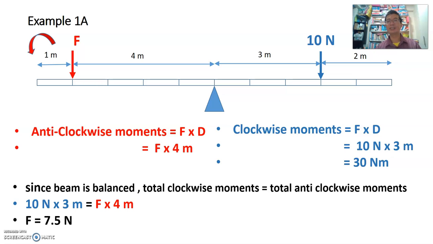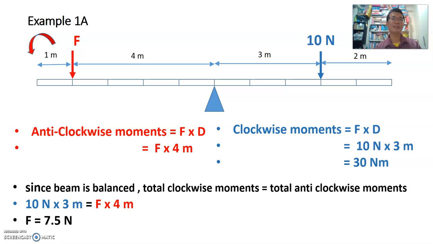Now in order to balance, the clockwise moment must equal the anti-clockwise moment. So the 30 Newton meter must be equal to F times 4. And we get that F must be 7.5 Newton. So when the clockwise moment and anti-clockwise moment are equal, the beam will be balanced.